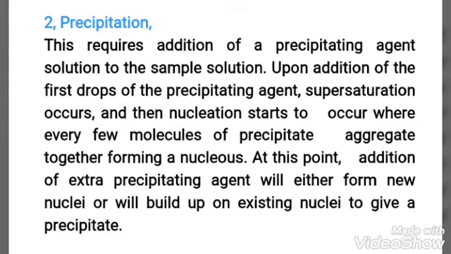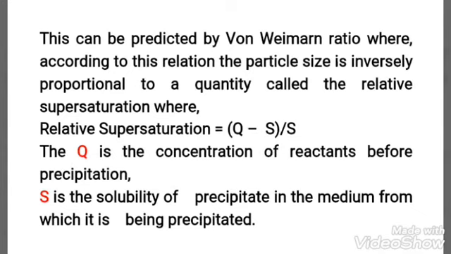This can be predicted by Weimarn ratio where, according to this relation, the particle size is inversely proportional to a quantity called the relative supersaturation, where relative supersaturation equals (Q - S)/S. The Q is the concentration of reactants before precipitation. S is the solubility of precipitate in the medium from which it is being precipitated.